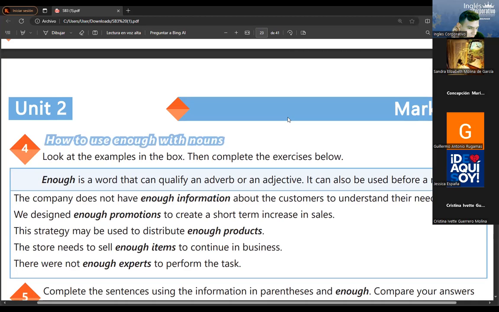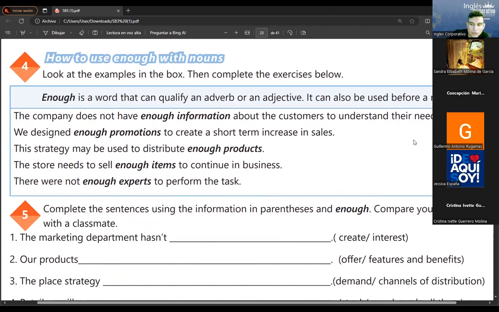Enough product. Okay. In the previous class, we studied the use of adjective plus enough. Now, let's study the use of enough plus noun. For example, look at the examples in the box, then complete the exercise below. Enough is a word that can qualify an adverb or an adjective. It can also be used for a noun.